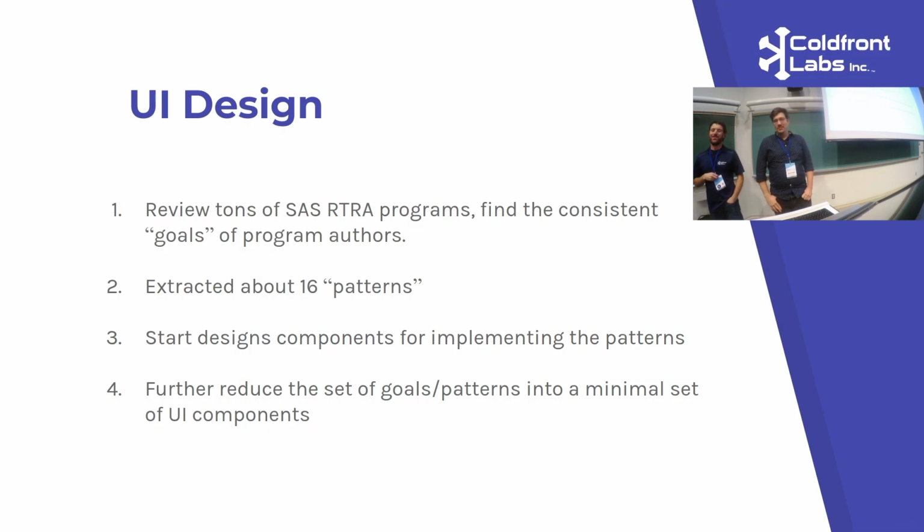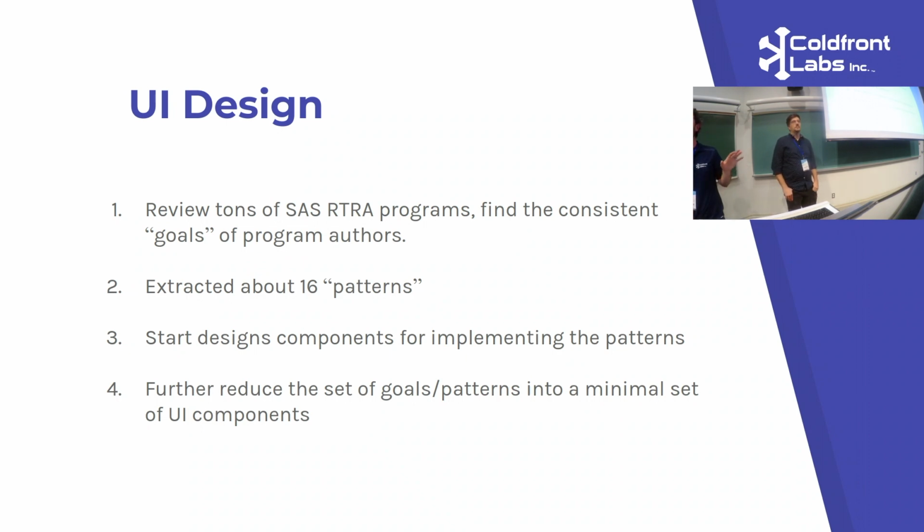So, for designing the UI, we reviewed a whole bunch of real Sass programs that people had submitted. What we tried to do is find consistent goals for what the program authors were trying to do. Like what kind of things were different code sections doing? We weren't looking line by line, because a line-by-line GUI programming editor is just not going to work. It's too cumbersome to write a program in. We were trying to look at the common things people were doing with the code they were writing. In the end, we extracted about 16 different patterns.